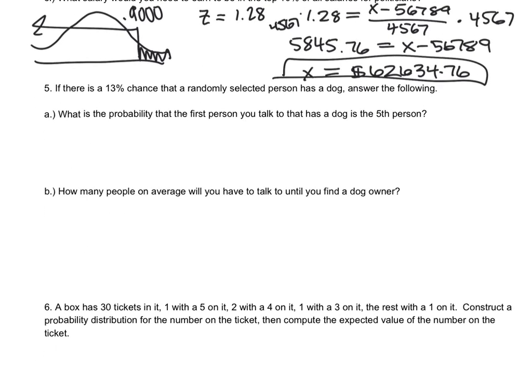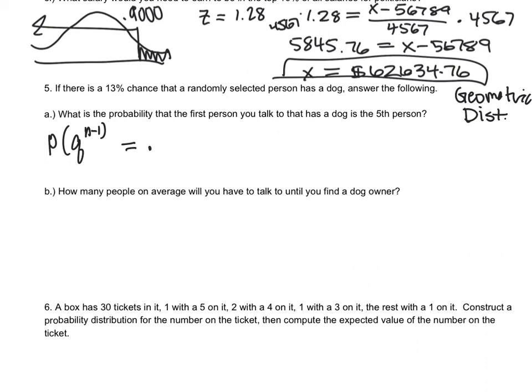In number 5, we're going to take a look at our geometric distribution. So we have that there's a 13% chance that a randomly selected person has a dog, and we want to find the following probabilities. In A, we want to know the probability that the first person you talk to that has a dog is the fifth person. So the formula for finding the first success on the nth trial is P times Q to the n minus 1, where again P is the probability of success and Q is the probability of failure.